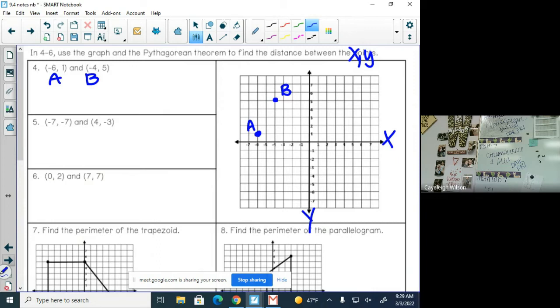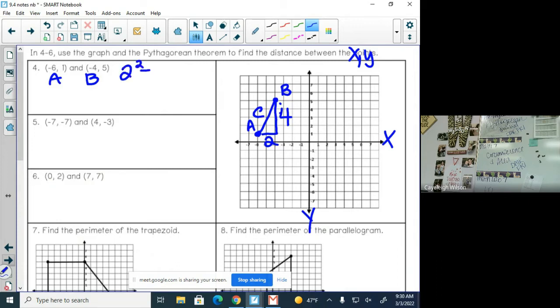And then after that, it's just like the other. So I'll connect them. And then follow my line there. So 1, 2, 3, 4. 1, 2. So I'm going to find my C.